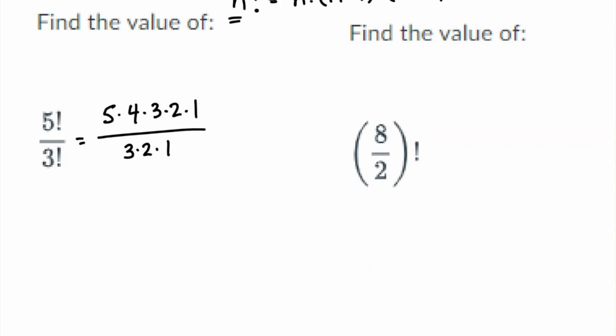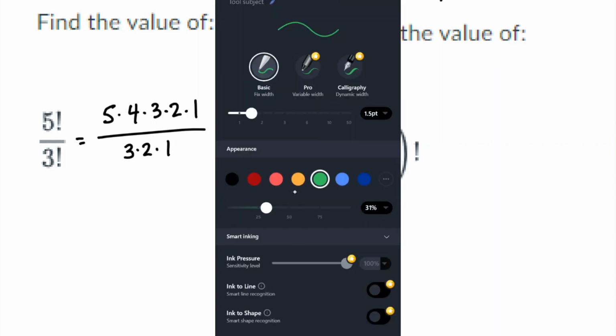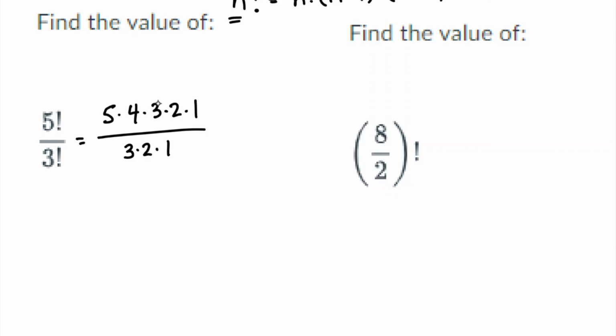And at this point, you could either type both of these in your calculator, or we could do some cancellation here, because we notice that we have a 3 on the top, a 3 on the bottom, with just multiplication above and below, so they cancel. Same with the 2, same with the 1. And this is just 5 times 4, which is 20.